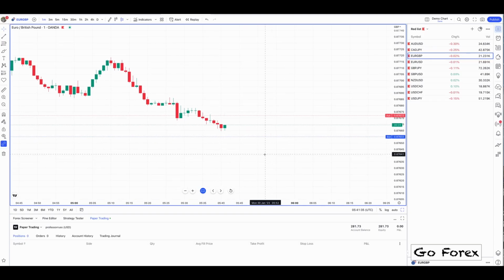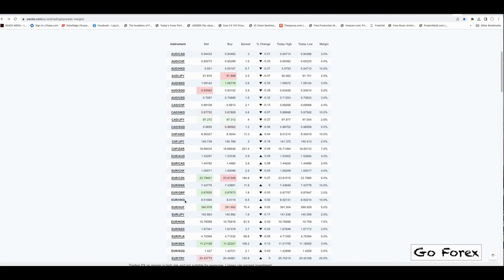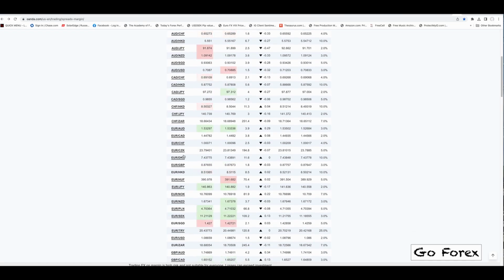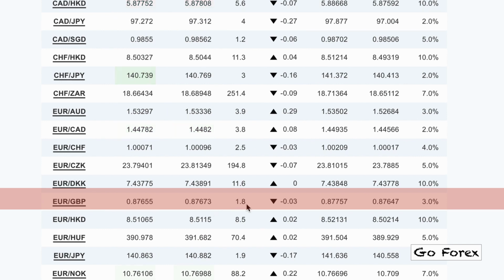Yeah, this one might work. Okay, this is the Euro British Pound. And according to my broker, the Euro British Pound, hang on one second, 1.8 spread, 1.7 pips per spread. You see it's moving, okay? 1.7, it was 1.8 a second ago.